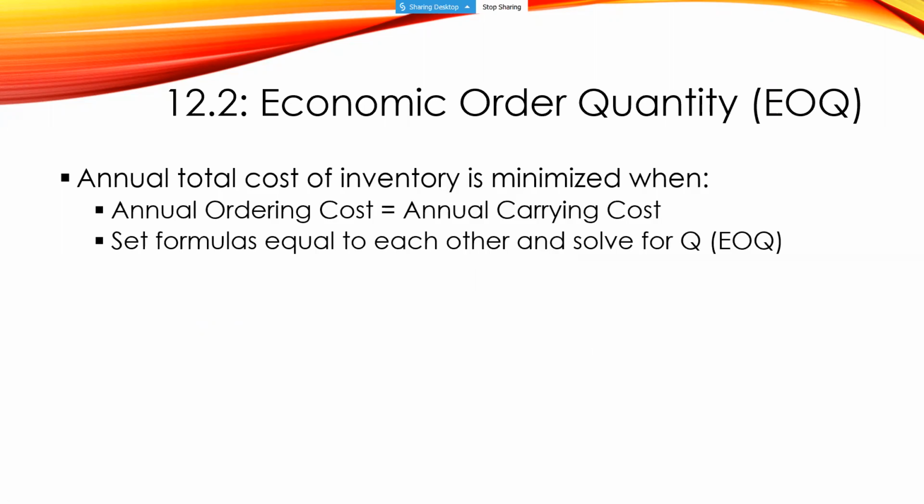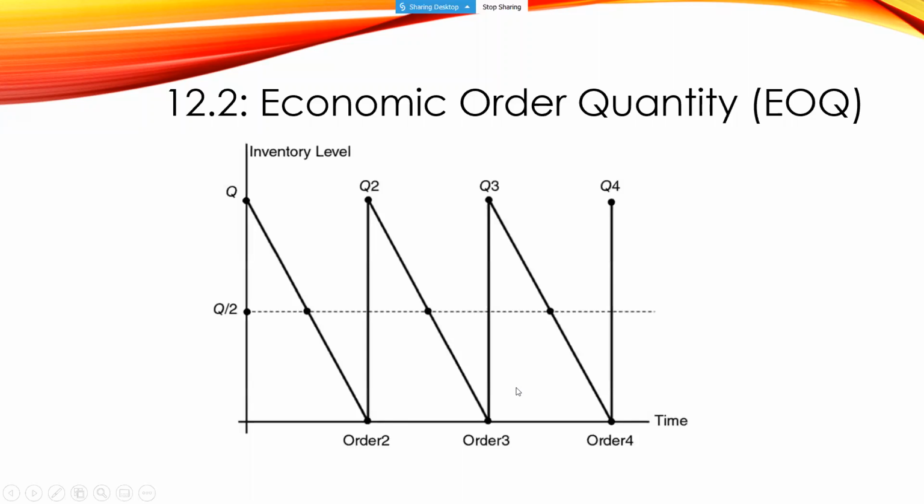And if we set those equal, which is the ideal, and solve for Q, that's how we come up with it. The Q in this case will be economic order quantity, and that's the optimum number of times to order inventory in a year.